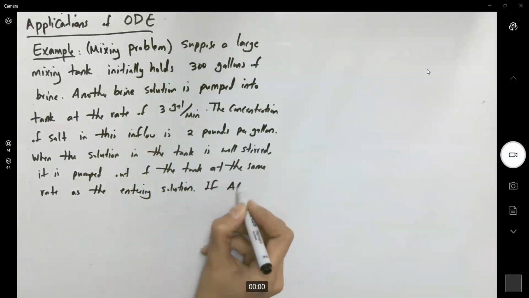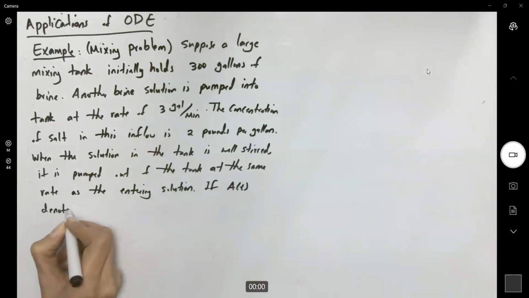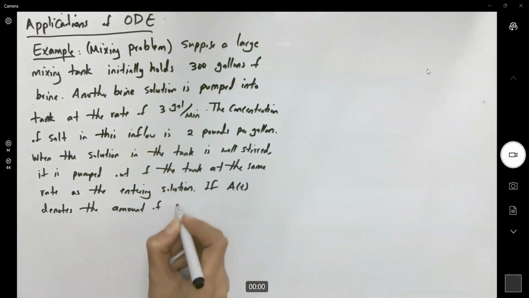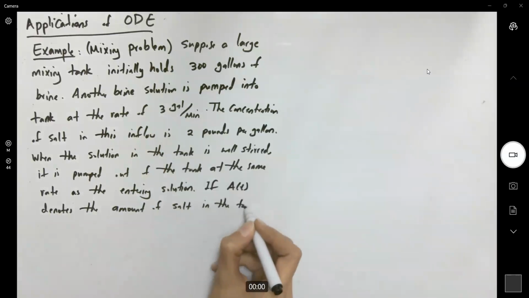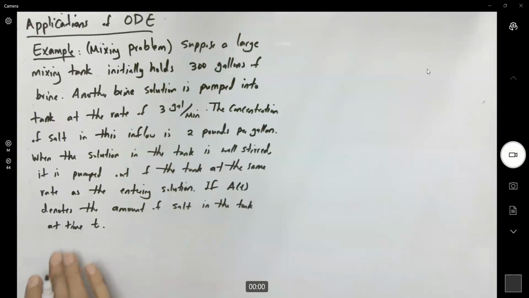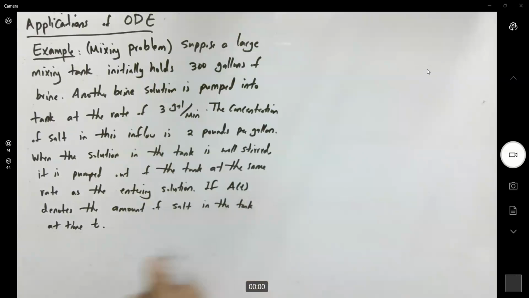Suppose A of T denotes the amount of salt in the tank at time T. So how do we model A of T? That's the question that we want to answer. What is the mathematical model for A of T?